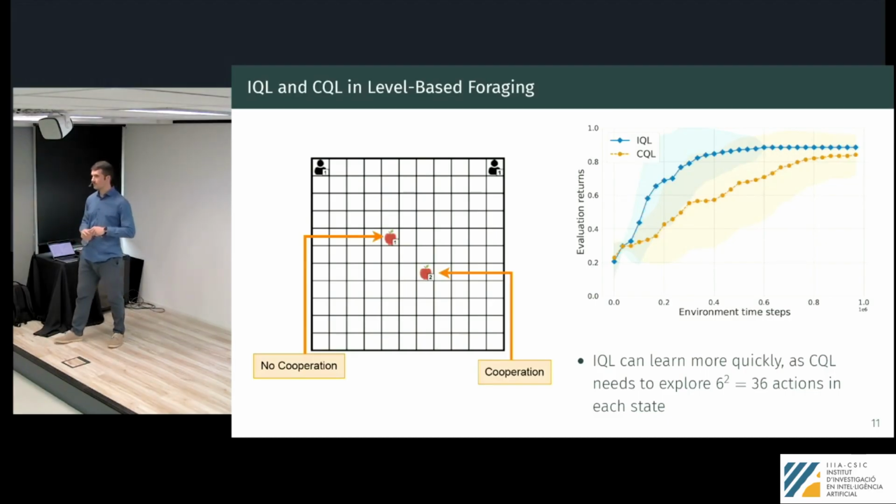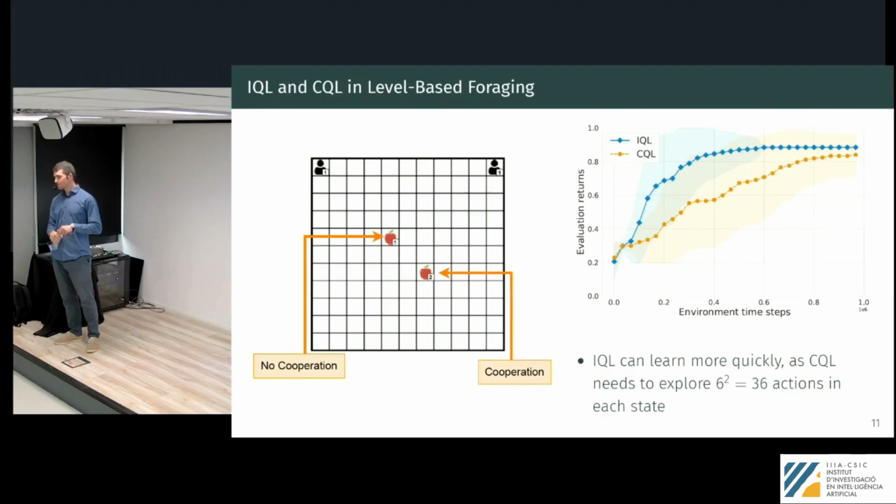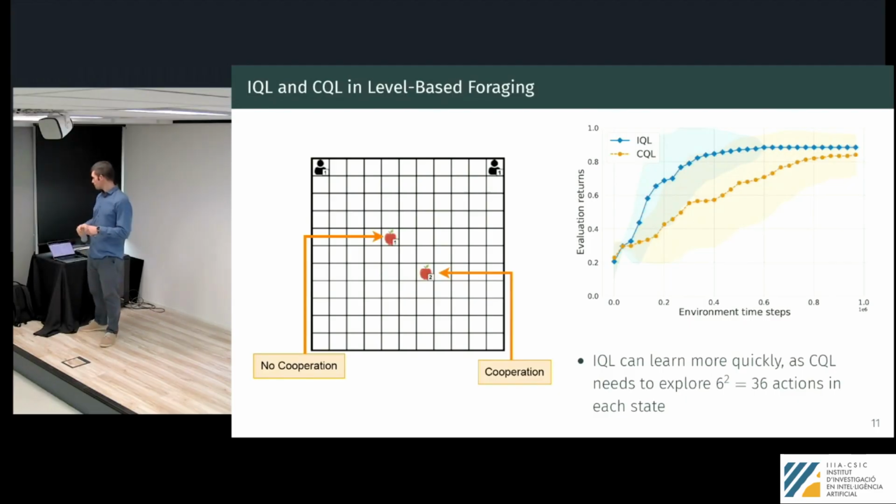CQL has like 6 times more actions to explore, so the branching factor is way more. Yeah, it's bigger, so CQL has to explore more to converge. Yes, exactly. Is this your answer as well?